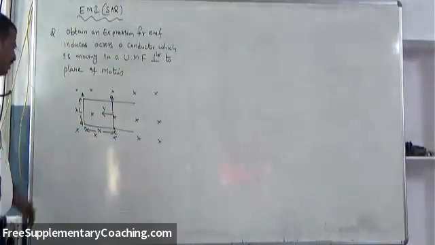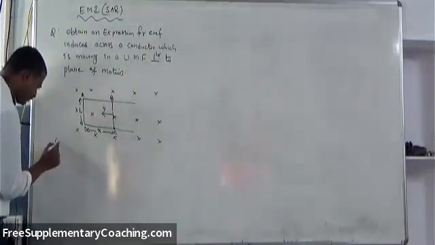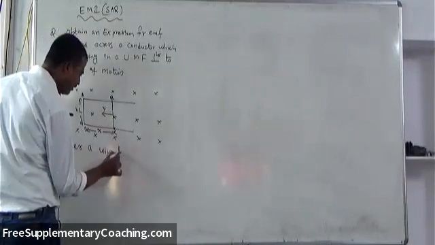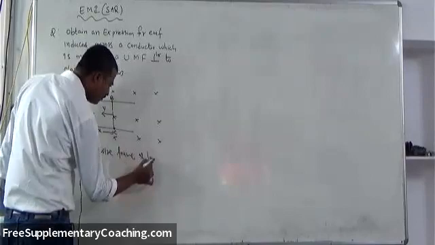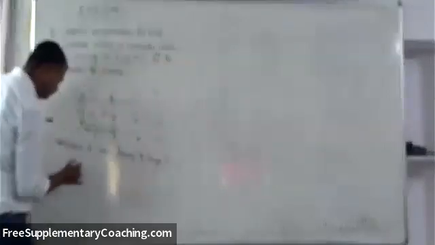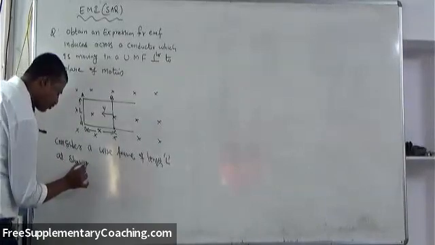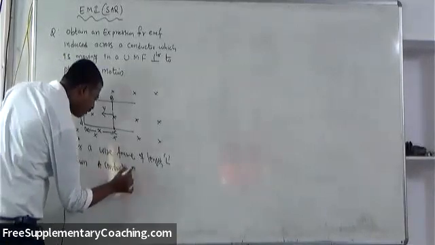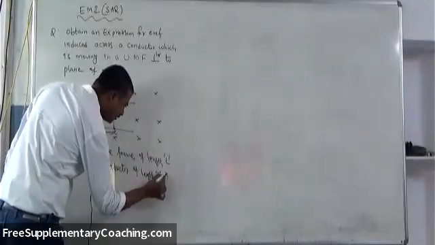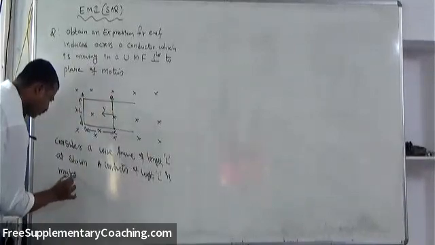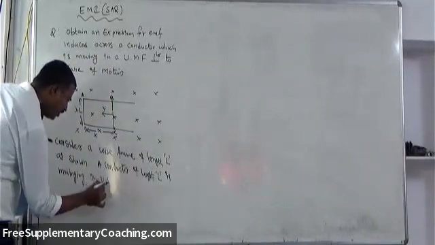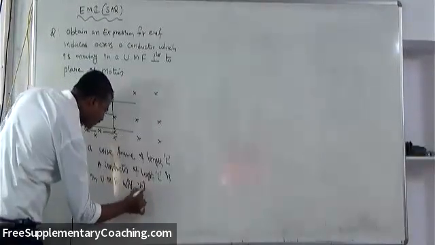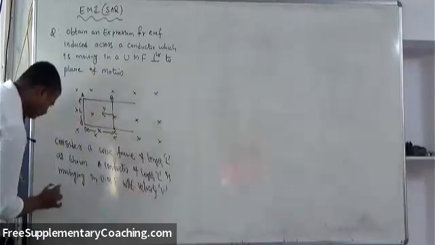Okay. So first we'll see. For this, consider a wire frame of length L as shown, and a conductor of length L moving in a uniform magnetic field with velocity v as shown.